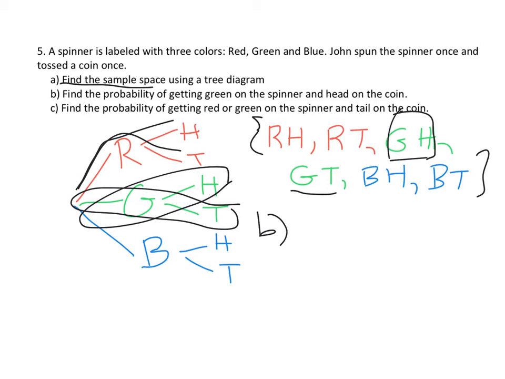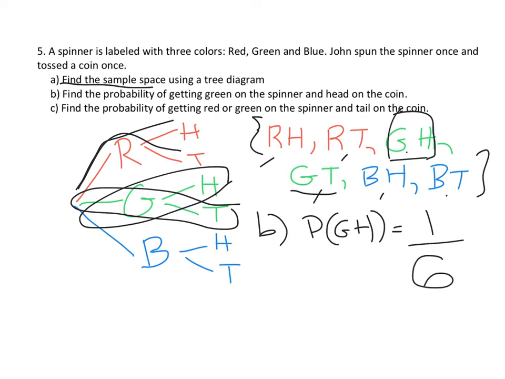Okay, so the probability of, I'll just write GH, is there's one possible way to get green on the spinner and head on the coin out of a total of 1, 2, 3, 4, 5, 6. Out of a total of 6 things.